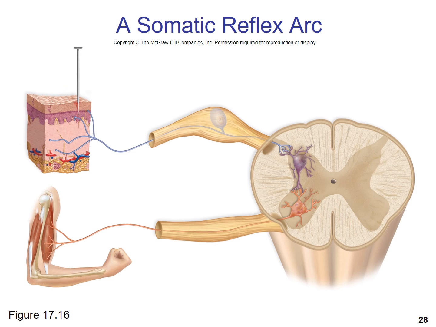Okay, so we're going to take a look at a somatic reflex arc here. The first thing that I want us to do is get oriented. Here's the dorsal side of the spinal cord, and here's the ventral side of the spinal cord. Remember that dorsal is sort of the back of the spinal cord, and ventral is sort of the front of the spinal cord. This is the central canal, and cerebrospinal fluid runs through here.